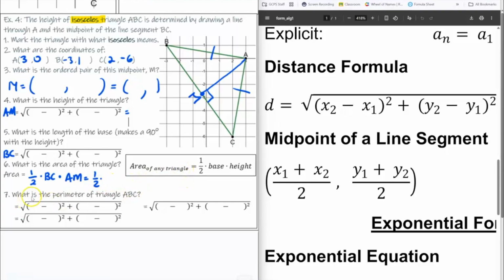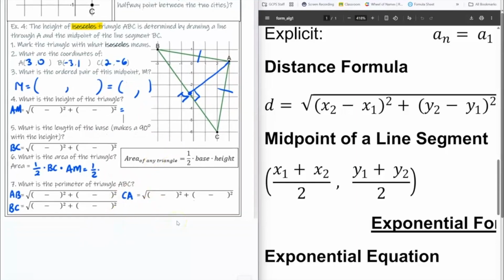And then finally, number 7, what is the perimeter of the triangle ABC? So the distance from A to B plus the distance from B to C plus the distance from C to A. So that's why you have 3 things here, because you need to find those distances there. So I'll start you again from A to B. So put that right here. From once you're there, B to C. So put that right here. Once you're there, from C back to A. All right, once you find all those individually, remember you're going to add them all up. Perimeter. Once again, do not round before you add them all up. Add the whole thing up 3 times, then round. Let's practice.